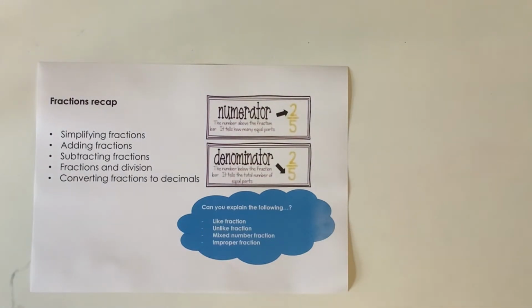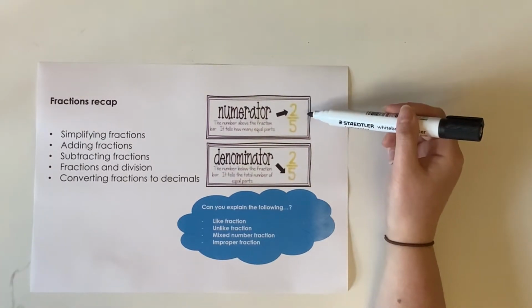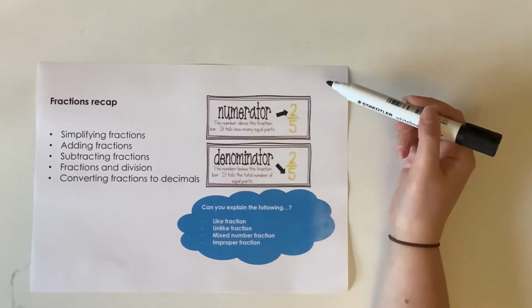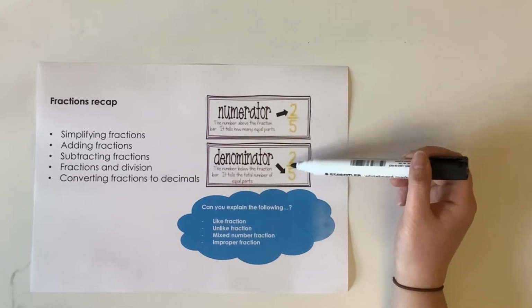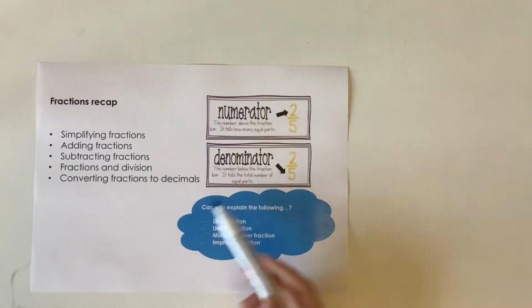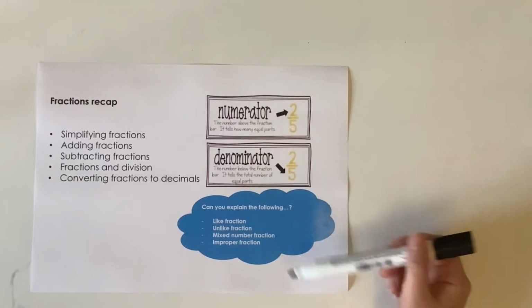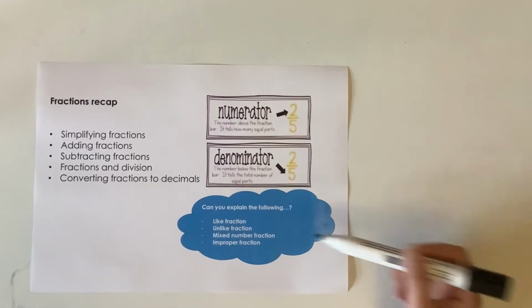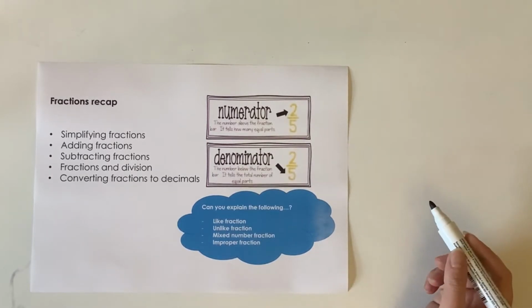So we've got numerator and denominator. So the numerator is the top number of the fraction, and it tells you how many equal parts there are. And the denominator is the bottom number, and it tells you the total number of equal parts. Okay, what I'd like you to do is pause the video and have a go at explaining what each of these mean. So like fraction, unlike fraction, mixed number fraction, and an improper fraction. Off you go.